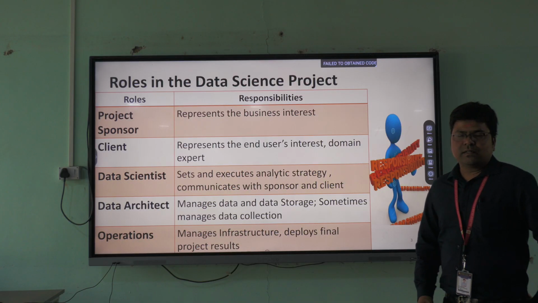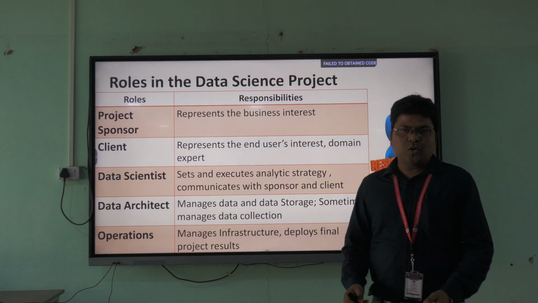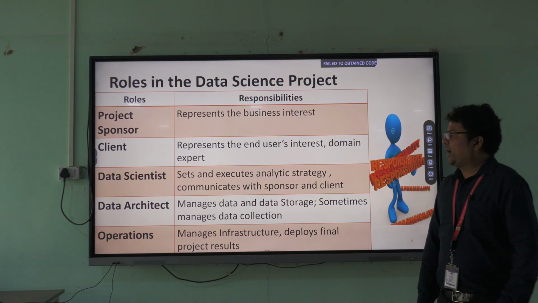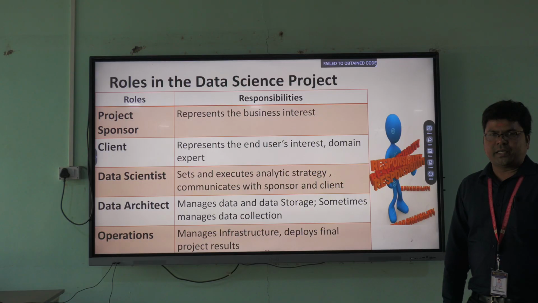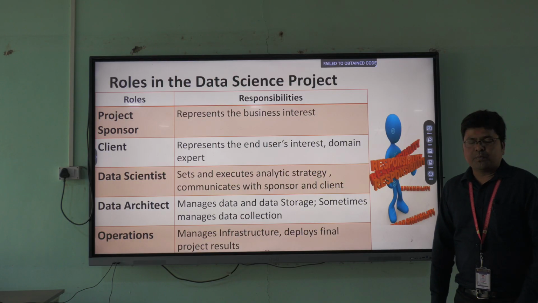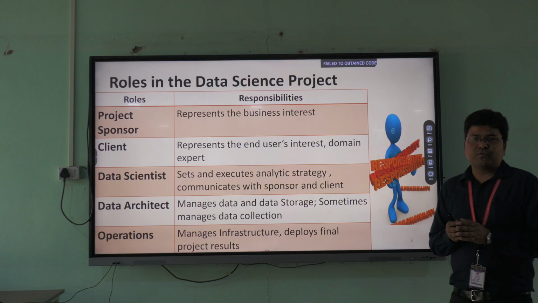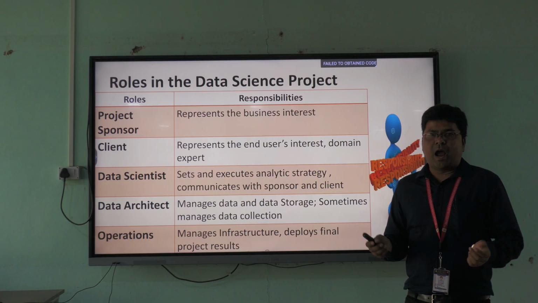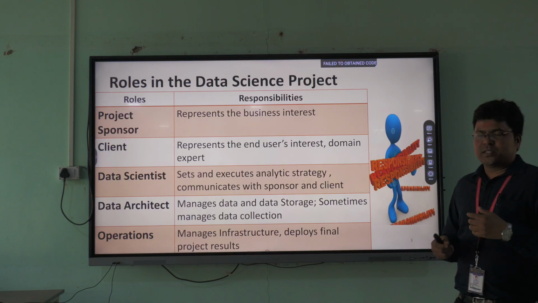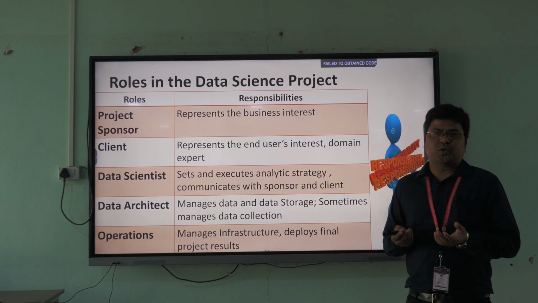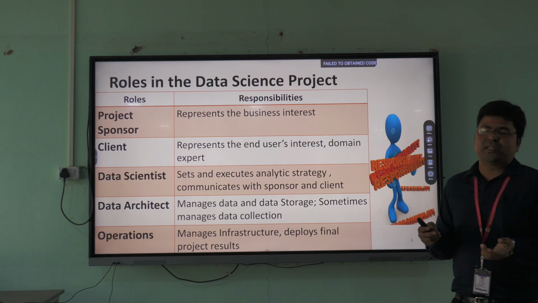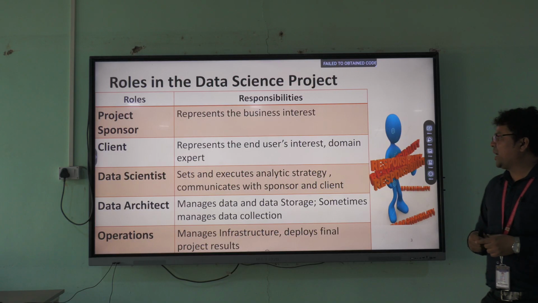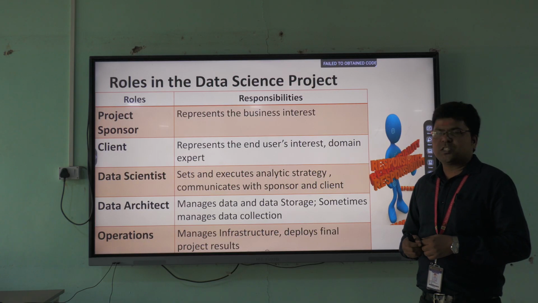In a data science project there are a couple of roles: the project sponsor, client, data scientist, data architect and operations team. The project sponsor is the person who is responsible for and leads the data science project. The client works on the project and represents the actual experience of it. The data scientist sets and executes the analytical strategy and communicates with the sponsor.